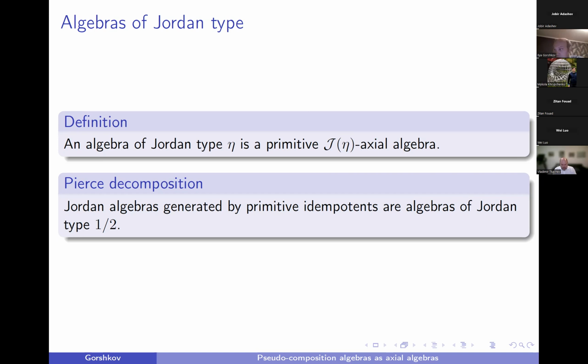But if we take an algebra of Jordan type half, it doesn't mean that this algebra is a Jordan algebra. For example, we can construct many algebras which are of Jordan type half, but are not Jordan algebras.